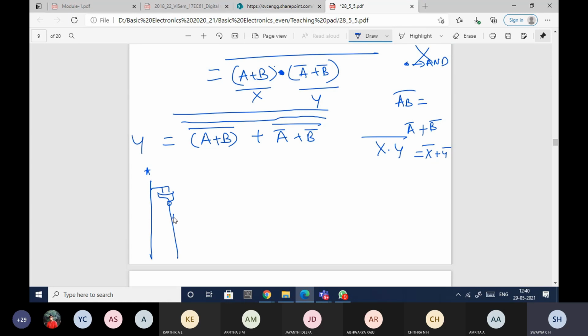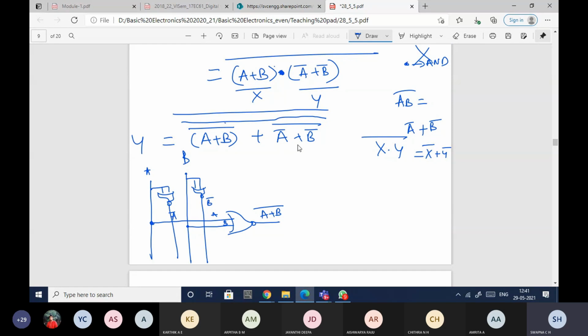gate so that I'll get A bar, B bar. So now it is A plus B whole bar. A plus B, this is A. I'll draw the lines a little smaller so that I can write everything properly. This is my A and this is my B. So A plus B whole bar. This one is implemented now.